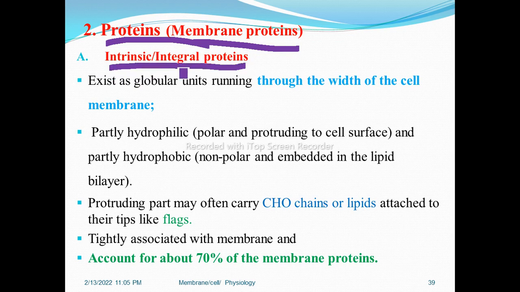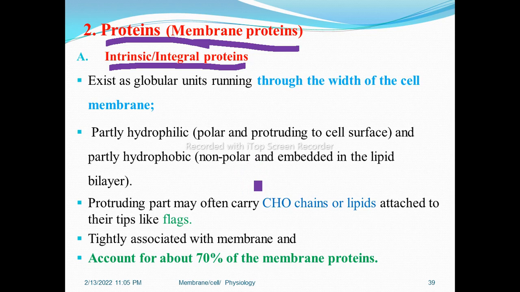We can divide proteins into two types: intrinsic or integral proteins, and peripheral or extrinsic proteins. Looking at their specific functions, integral proteins form channels and pores through which certain substances flow into and out of the cell. Some act as transporters, carriers that move substances from one side of the membrane to the other, and some serve as recognition sites, as receptors.